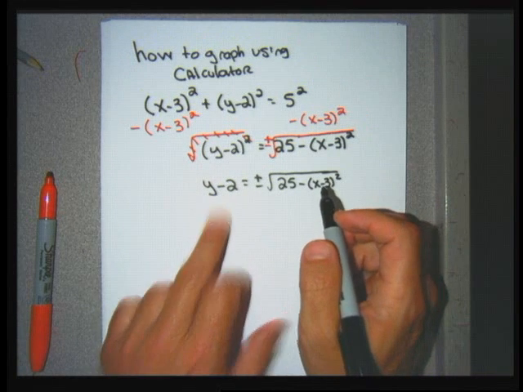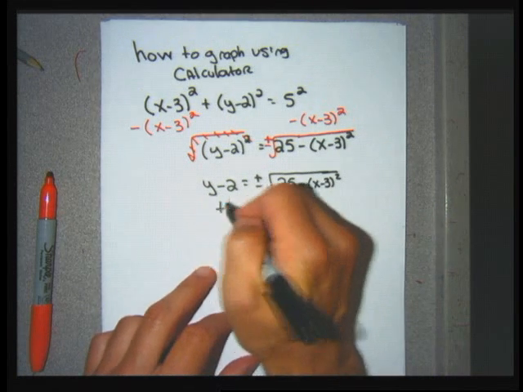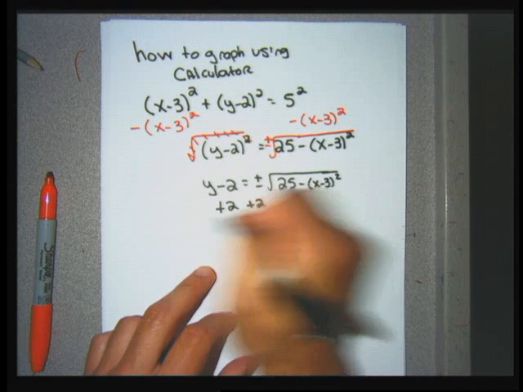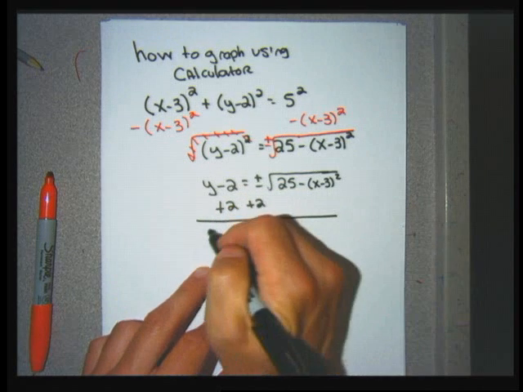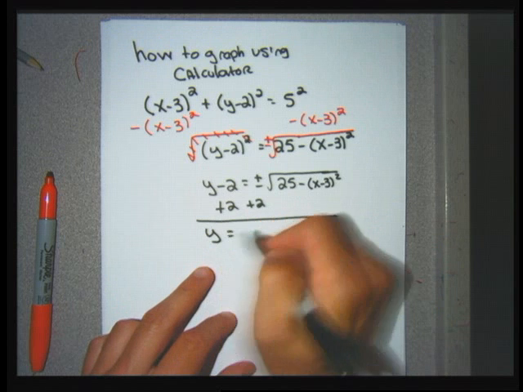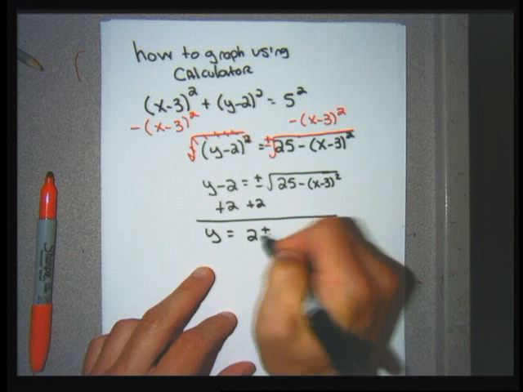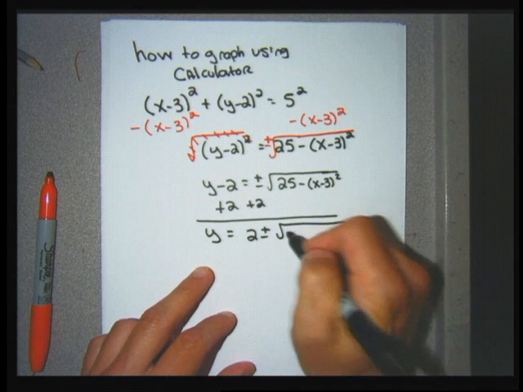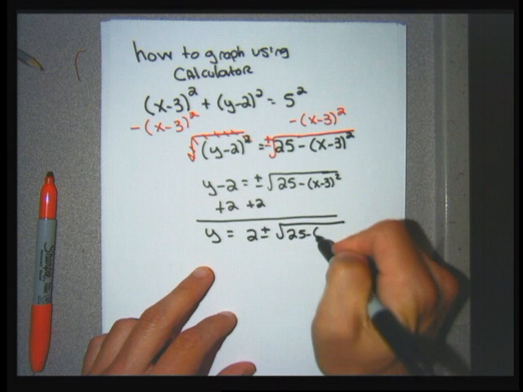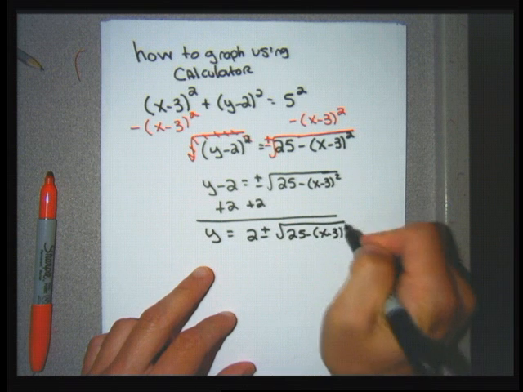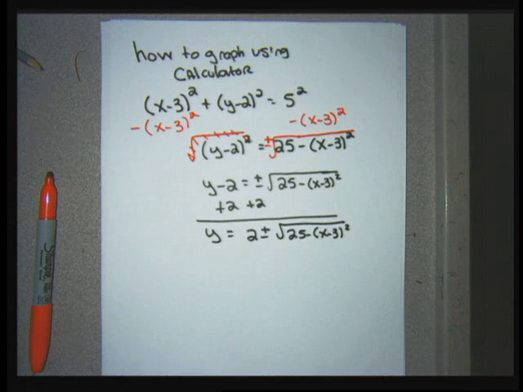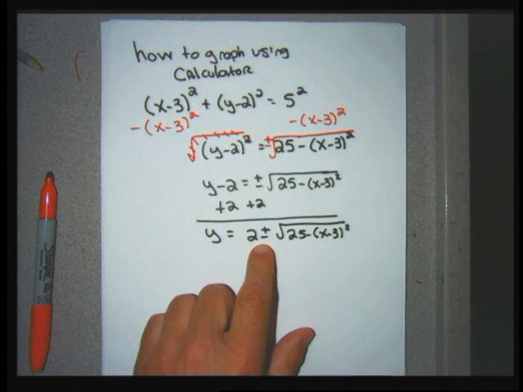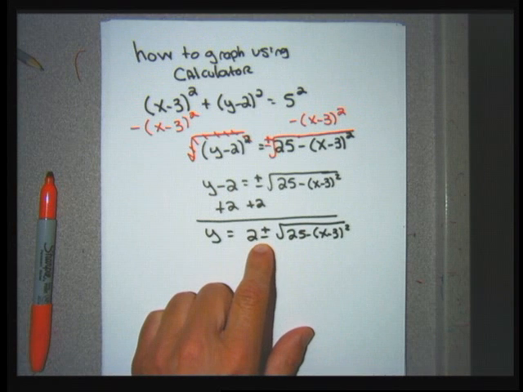I almost have this solved for y. I have it solved for y minus 2. To get it solved for y, I'm going to add 2 to both sides. The 2 I'm going to write to the left of the plus or minus sign. So I'm going to write y equals 2 plus or minus the square root of 25 minus (x - 3) quantity squared. That's what I need to graph. I can't enter a plus or minus on my calculator.